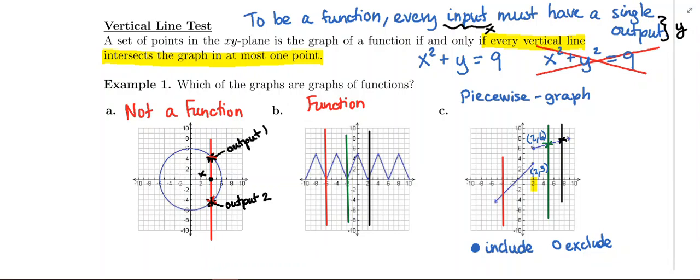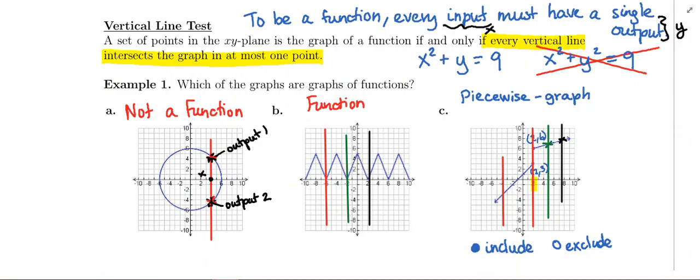So what you're seeing is one input, namely x equals 2, having two different outputs, 3 and 6. If you took your vertical line and drew it precisely through x equals 2, it would hit your graph in two spots. That second red vertical line goes through both of the closed circles. So you fail the vertical line test in that one location, x equals 2. As long as you fail it somewhere, it's not a function.